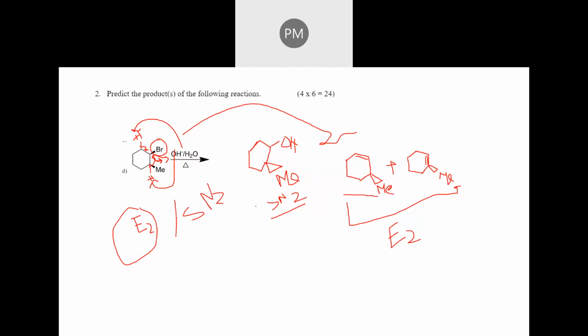Now the next, from this side also. Here the methyl is above the plane, so there will be some hydrogen below the plane. So if the methyl is above the plane and H is below the plane, then there will be no.